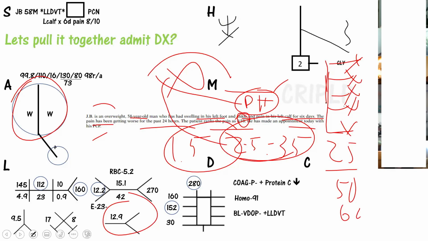So how we bridge is once we're therapeutic, we start the Coumadin while they're on the heparin. Once they're on the Coumadin, we will monitor the INR until it's therapeutic. Once it's therapeutic, then we stop the heparin, and they go home on that. And that's it. They need teaching and so on. So that's DVT in a nutshell.